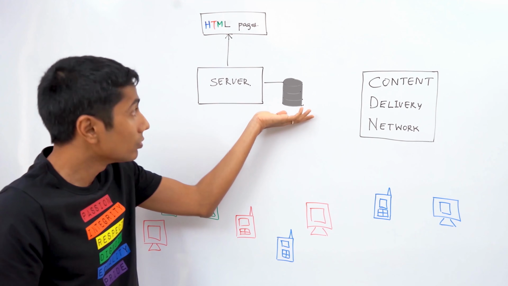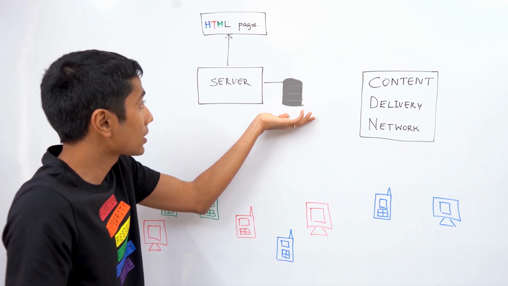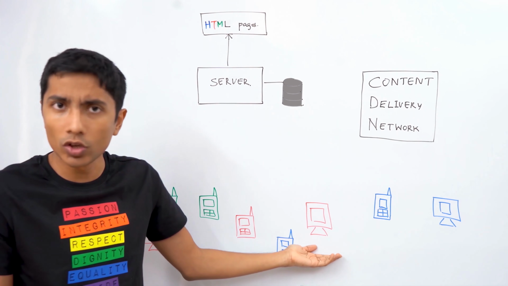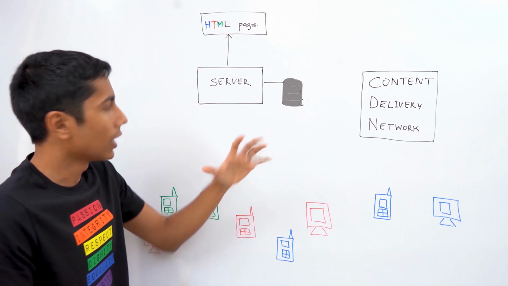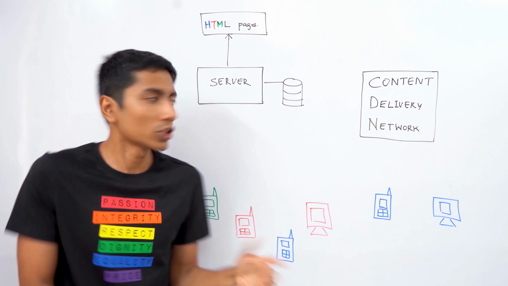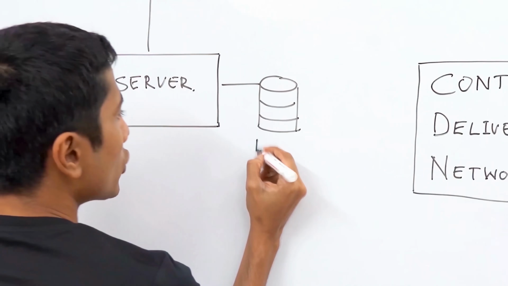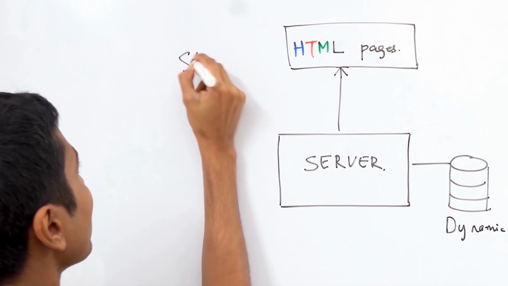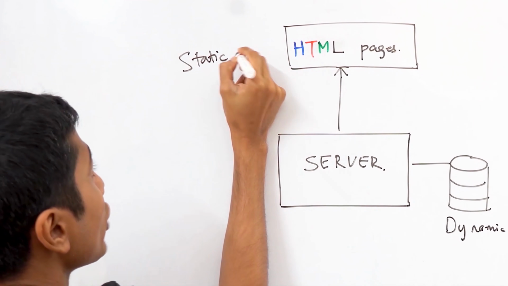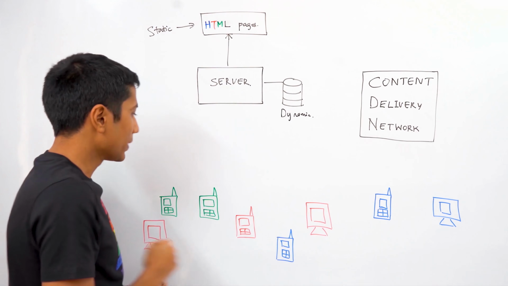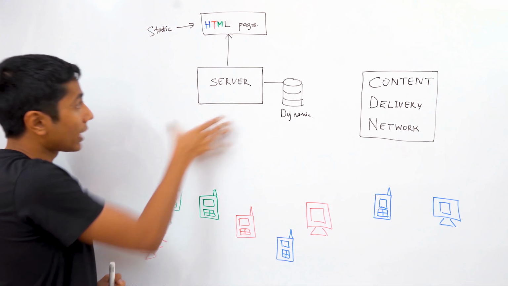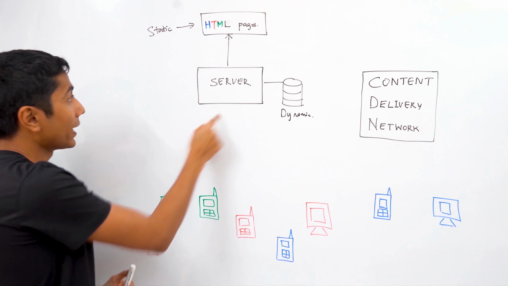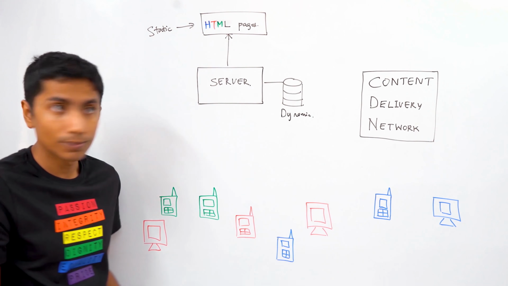Also, you have databases. These databases are going to be storing information like user information, session information, anything which is specific to your application and dynamic is going to be stored here in this database. While you have a lot of static information like HTML pages and so on. The problem is that whenever a person needs to connect to our server, it goes and hits our server and asks for an HTML page.